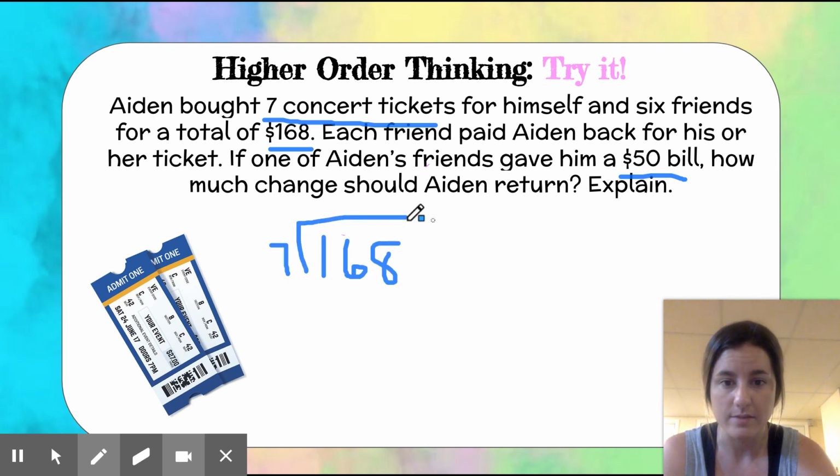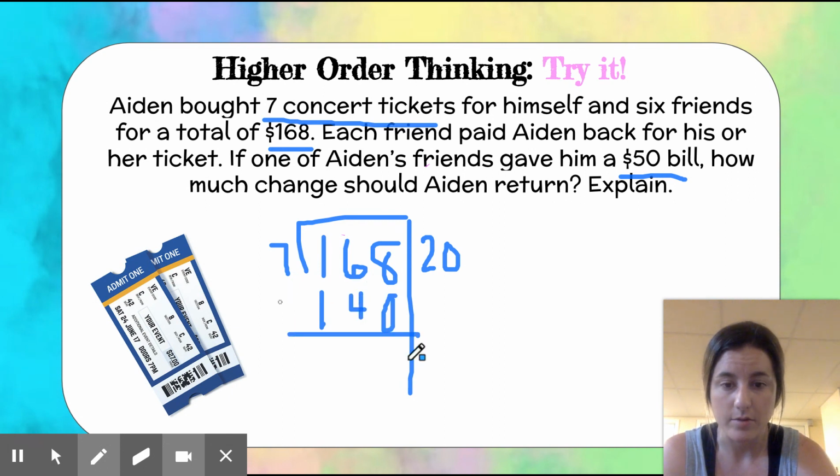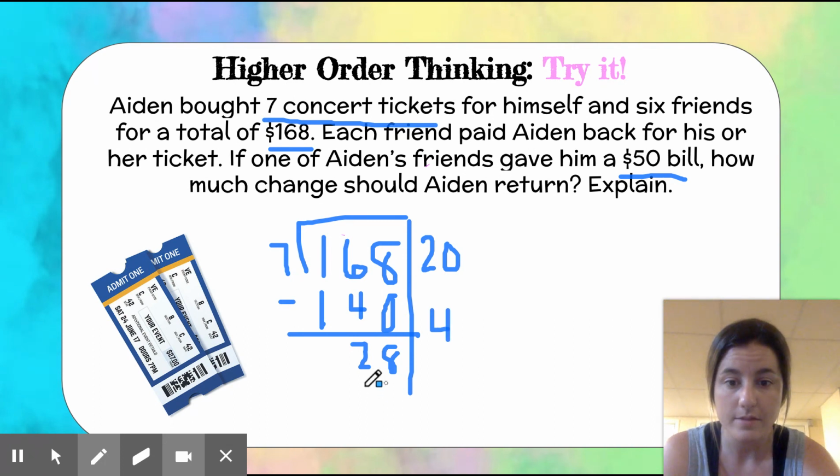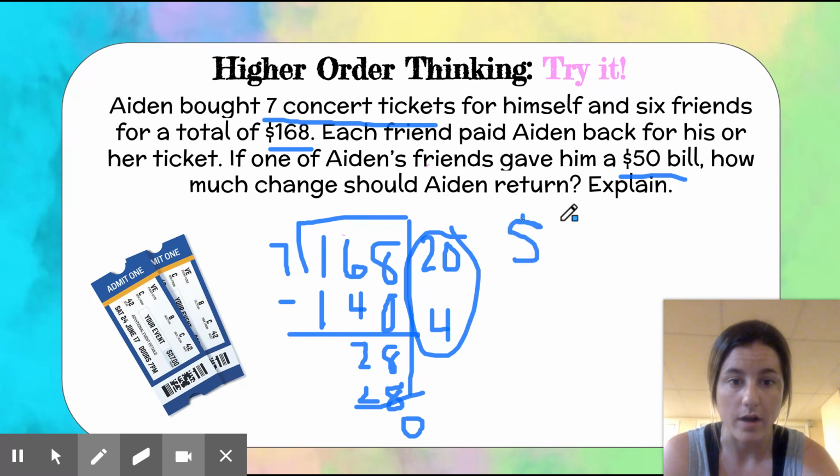So I'm going to start with 20. 7 times 20 is 140. 8 minus 0 is 0. 6 minus 4 is 2. How many times does 7 go into 28? 4 times. 0. I add this up. Each person spent how much money? Good, $24.